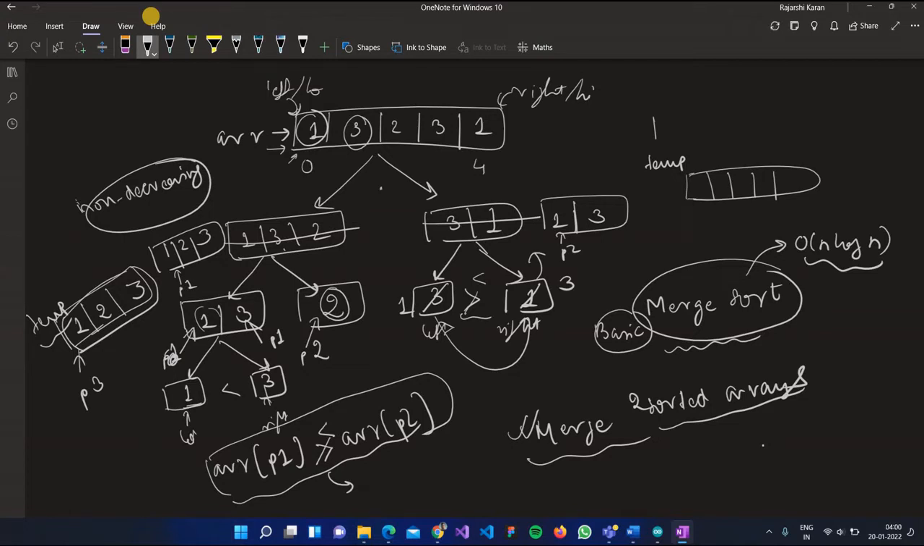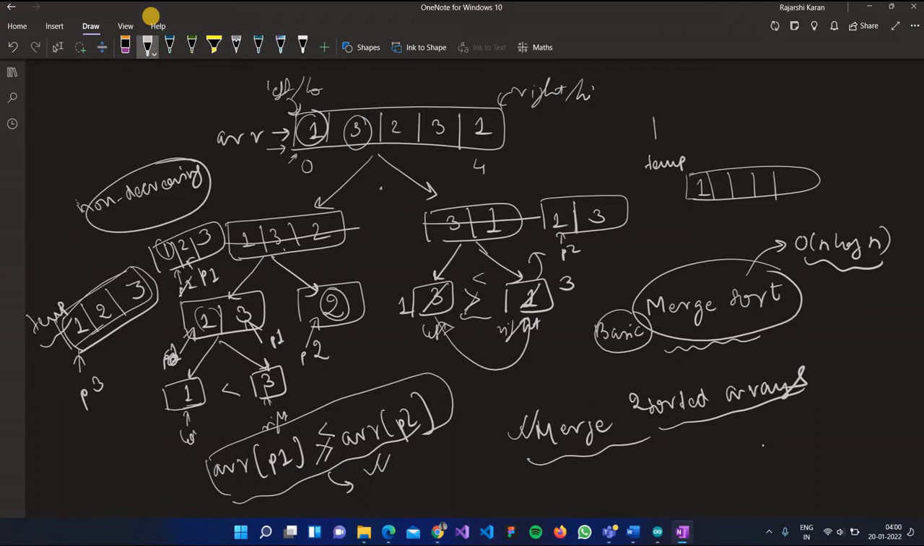So here 1 is less than or equal to 1. So if we put this 1 over here and we forward p1. Now 2 is greater than 1, right? So now it comes to this condition, that array of p1 is greater than array of p2, so we need to change it.